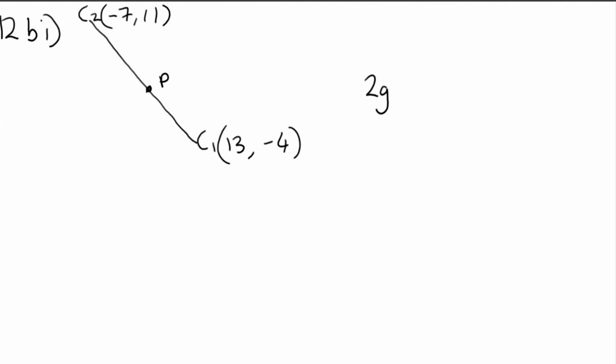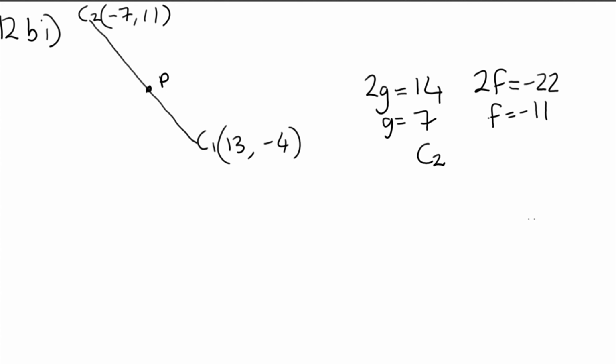So we put 2g equal to 14, g equals 7. This is from your equation. I'm getting the values 14 and negative 22 for 2f. So f equals negative 11. So the centre of C2 is negative g, negative f. So negative 7, 11.